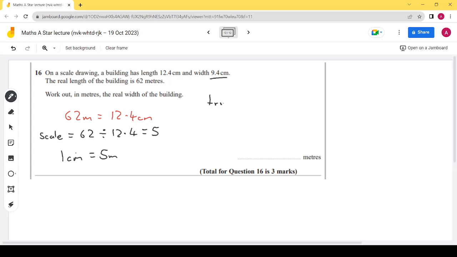And so now what we got to do, we know the width is 9.4, so true width, or real width would probably be a less weird thing to write, but true width equals 9.4 times 5, which I believe will give us 47. Yeah, exactly, which gives us 47 meters. So our final answer is 47 meters.